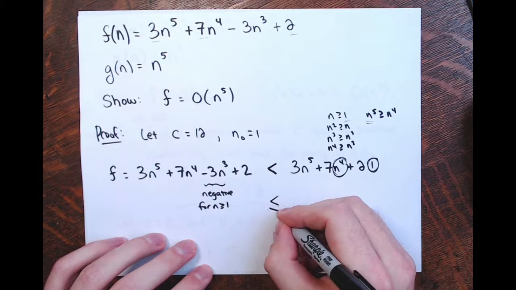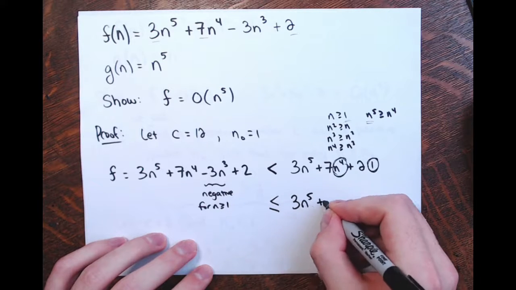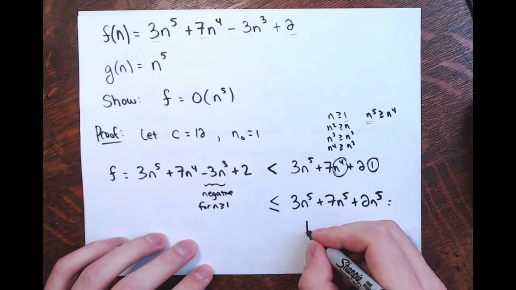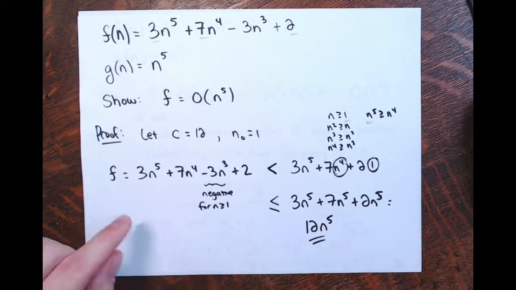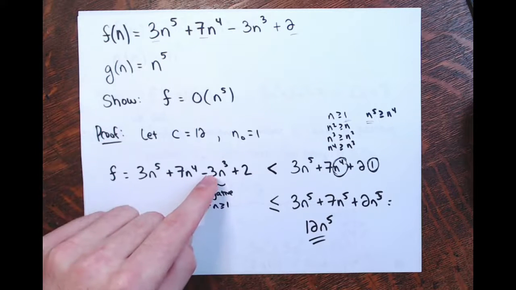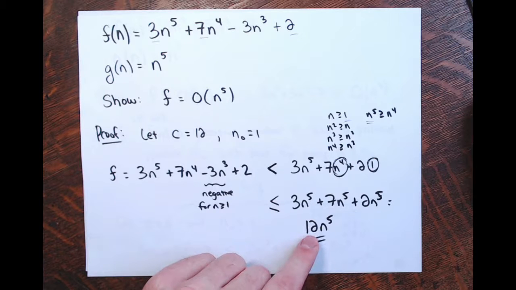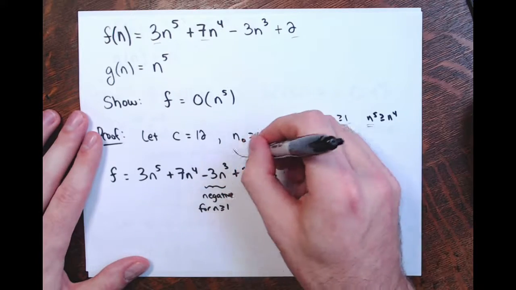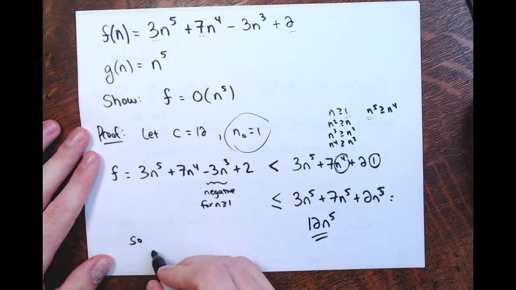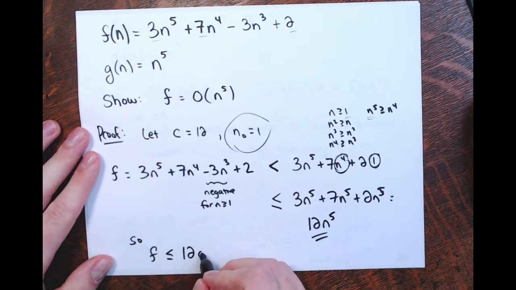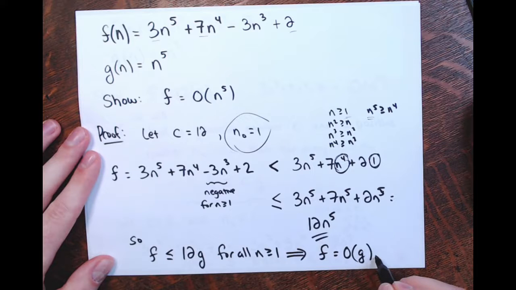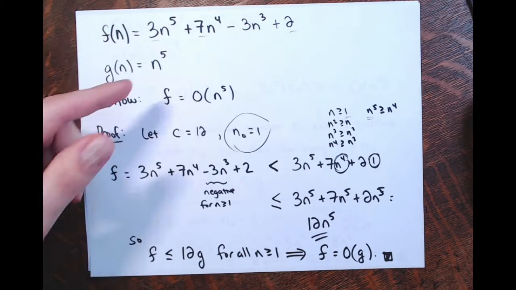So this is less than or equal to 3n to the fifth plus 7n to the fifth plus 2n to the fifth, which is my 12n to the fifth. And there you go. I've just shown you that f is smaller than some positive multiple of g beyond some point, beyond n equals 1 here. So f is less than or equal to 12g for all n greater than or equal to 1. Therefore, f is O of g. This function is O of n to the fifth.